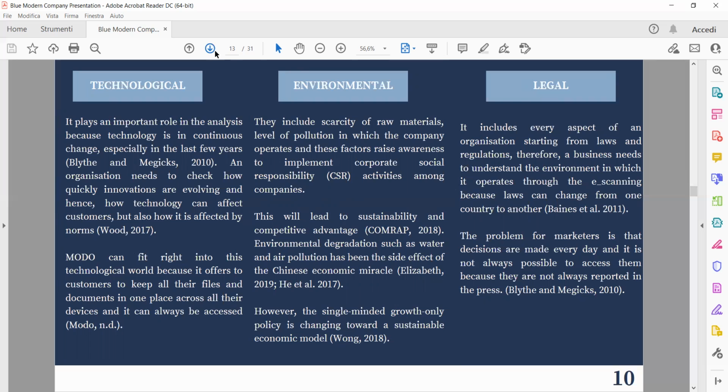Zhejiang, the city in which Modo has its headquarters, is one of the wealthier provinces in China because it was able to attract foreign direct investment even though there are stricter environmental regulations and rising labor costs.